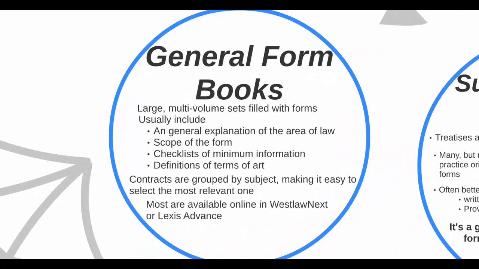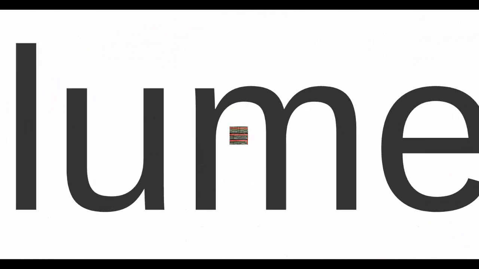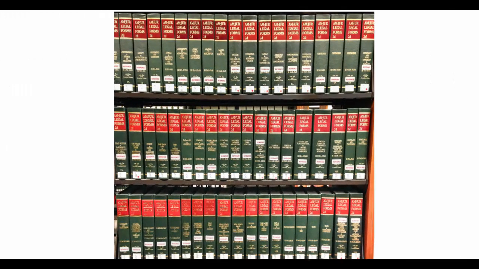General form books are large multi-volume sets of books that are filled with forms. So here's an example of one. This is Amjur legal forms from our library. You'll see it's a large set that contains forms. They are organized topically in alphabetical order. The name Amjur may sound familiar. It's American Jurisprudence Legal Forms, which is the same publisher of American Jurisprudence, the encyclopedia. And it's organized the exact same way, topically in alphabetical order.